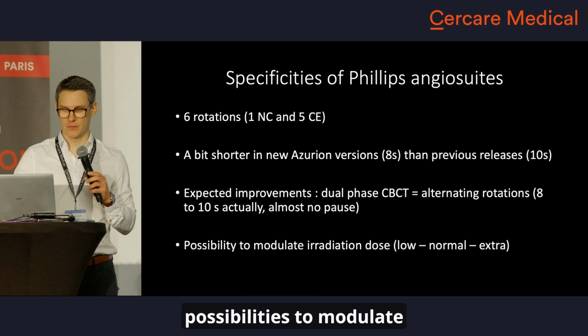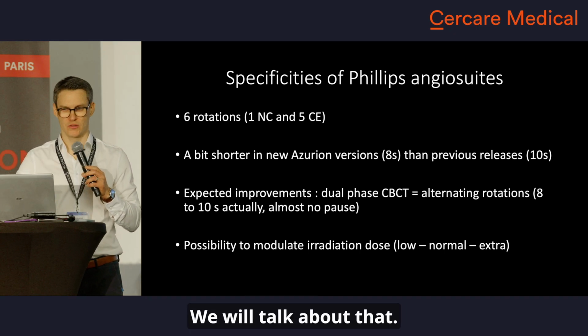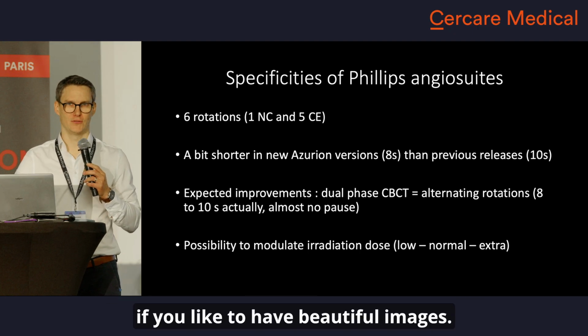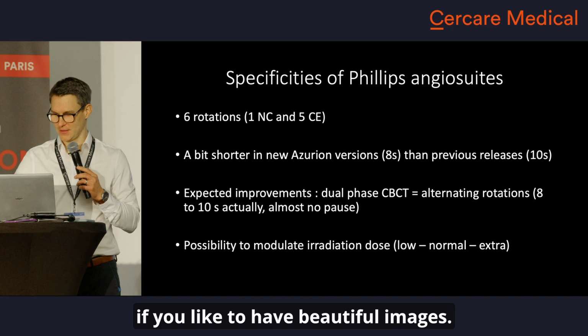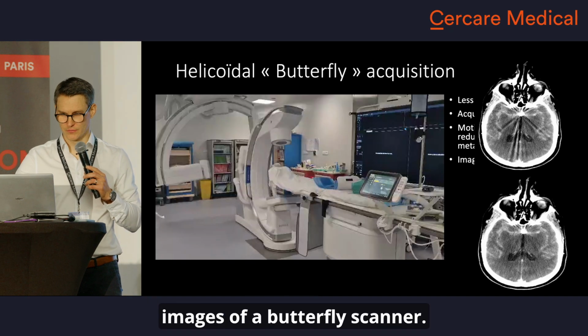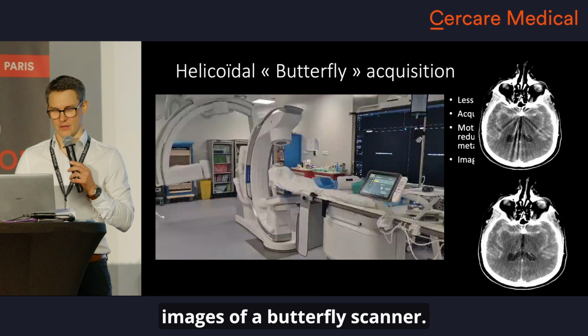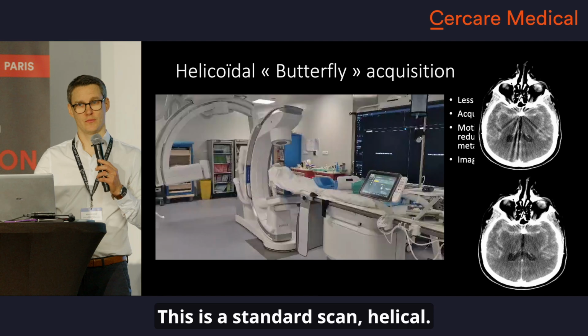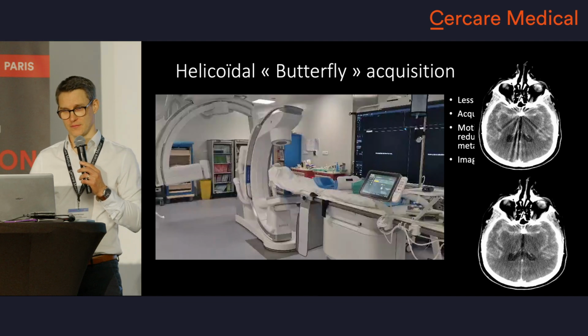You also have 3 possibilities to modulate the radiation dose. We will talk about that. You can stay low, normal, or an extra dose if you like to have beautiful images. I'm just showing you images of a butterfly scanner. This is a standard scan, helicoidal.